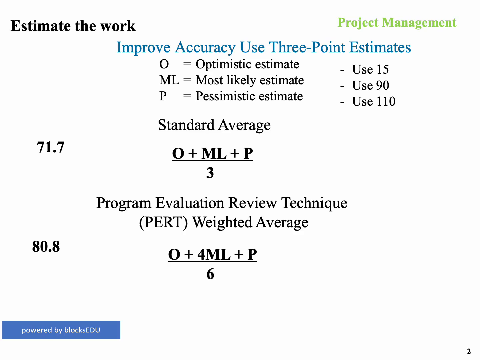The one thing that the standard average does not take into consideration, where the Program Evaluation Review Technique does, is this thing called risk. We'll talk about risk in future modules, but that's the difference between the two. So we in project management, and best practices say, use the Program Evaluation Review Technique when you're doing a 3-point estimate.